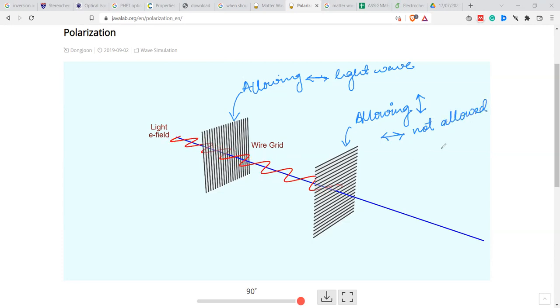That means we have a light in one plane, either it is vertical or it is horizontal. Initially, the electric field of light is on all directions. Okay, it is present in all the directions. And when we have some kind of polarizer, it polarizes the light and it allows the light of only one direction. Okay, so please write a few things.